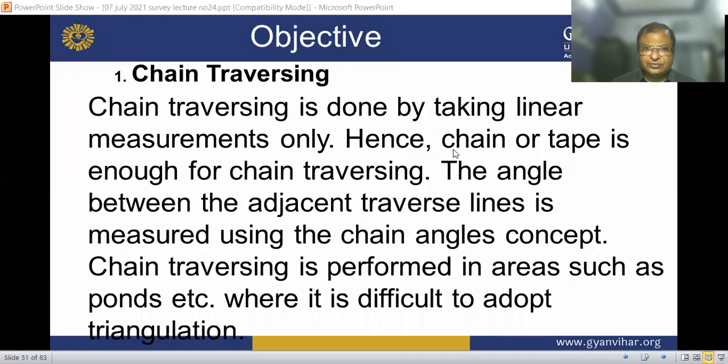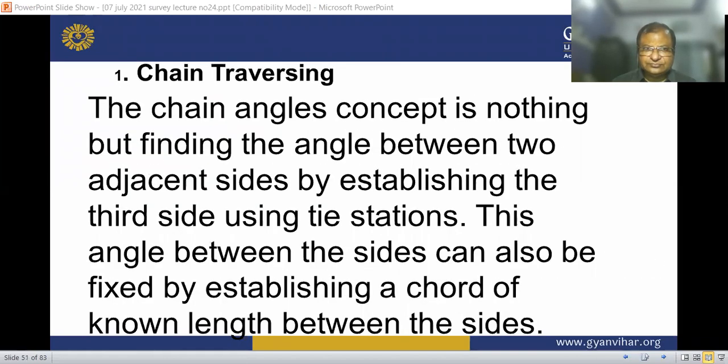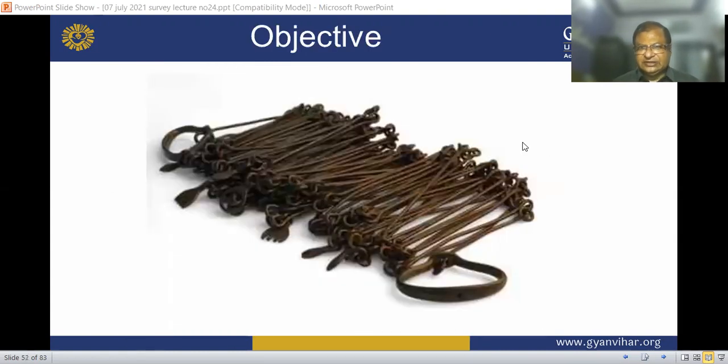Now, the chain angle concept is nothing but finding the angle between two adjacent sides by establishing a third side using a tie station. The angle between the sides can also be fixed by establishing a chord of known length between the sides. And this is the chain traverse.